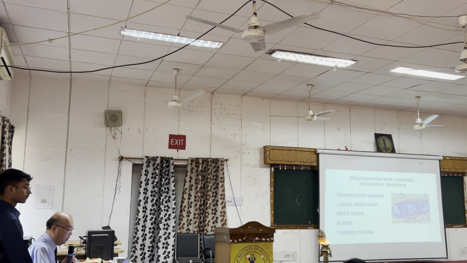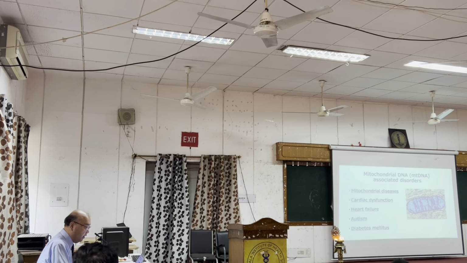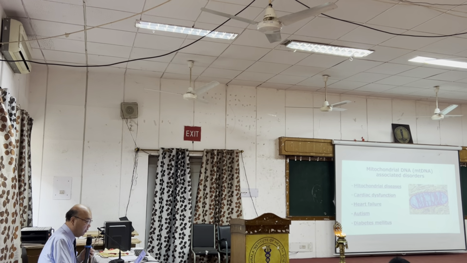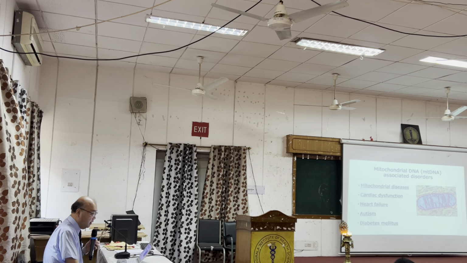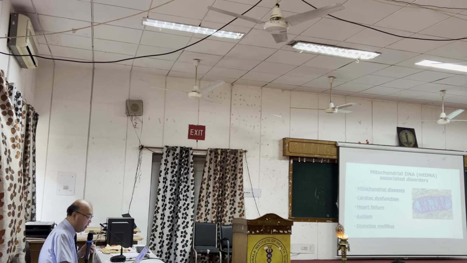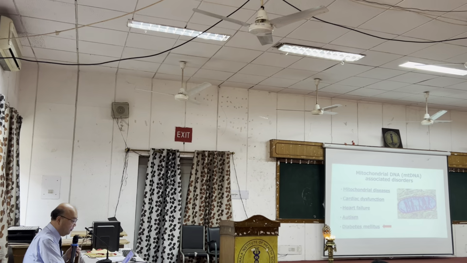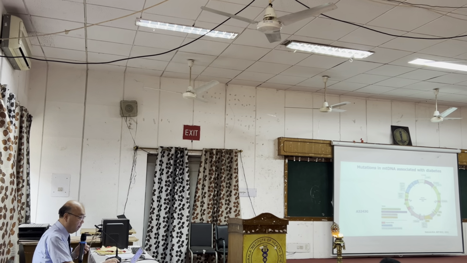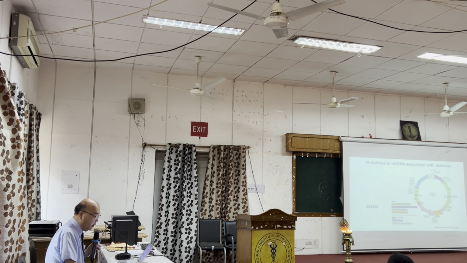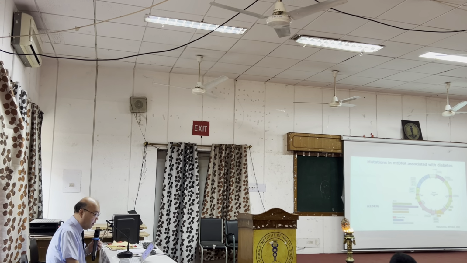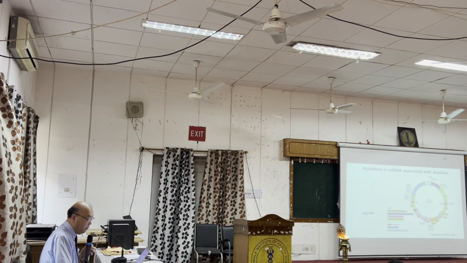Mutations in mitochondrial DNA are associated with several human disorders and conditions such as mitochondrial diseases, cardiac dysfunction, heart failure, and diabetes. Today, I focused on mitochondrial diabetes. A few mitochondrial DNA mutations are strongly associated with diabetes, with the most common mutation being the A3243G mutation.